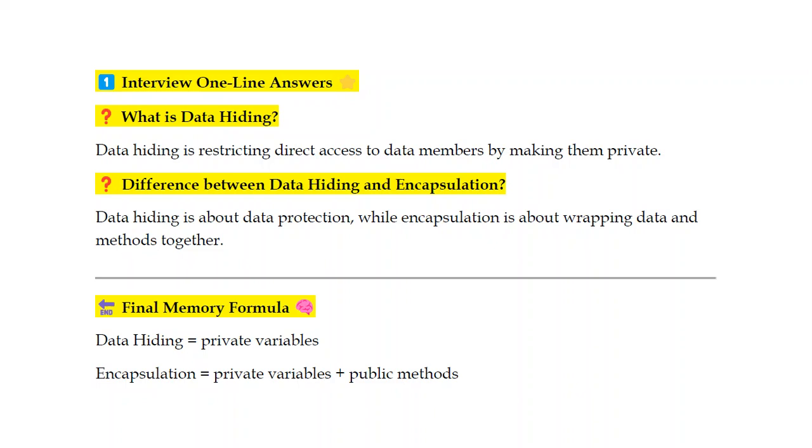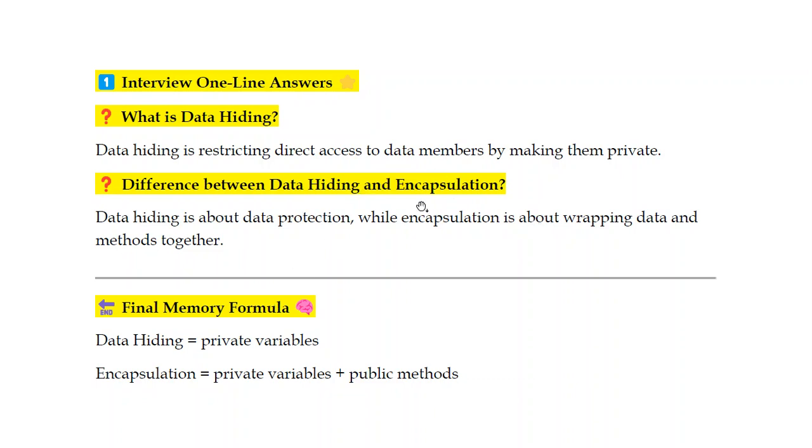What is data hiding? It is restricting direct access to the data members by making them private. You are restricting the direct access to data members. How are you achieving it? By making the variables, the data members, private. This is the key part.